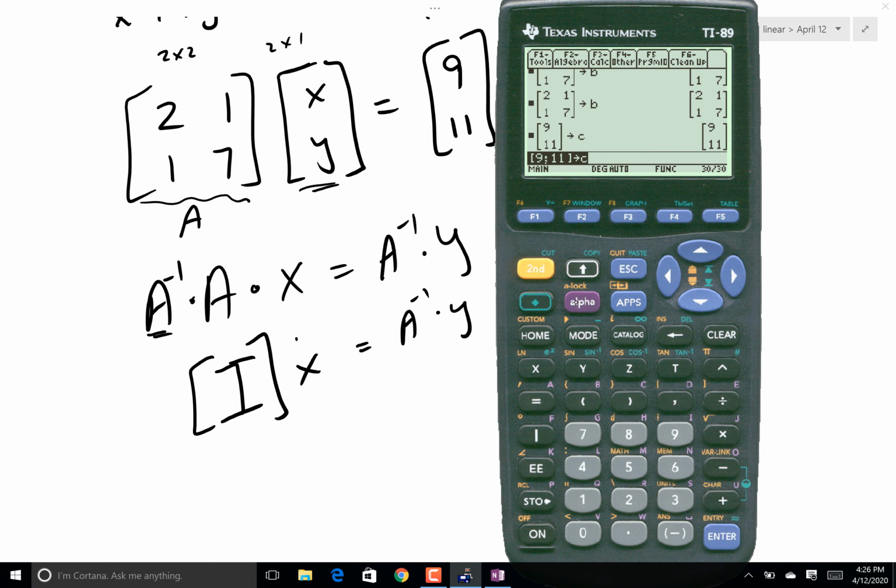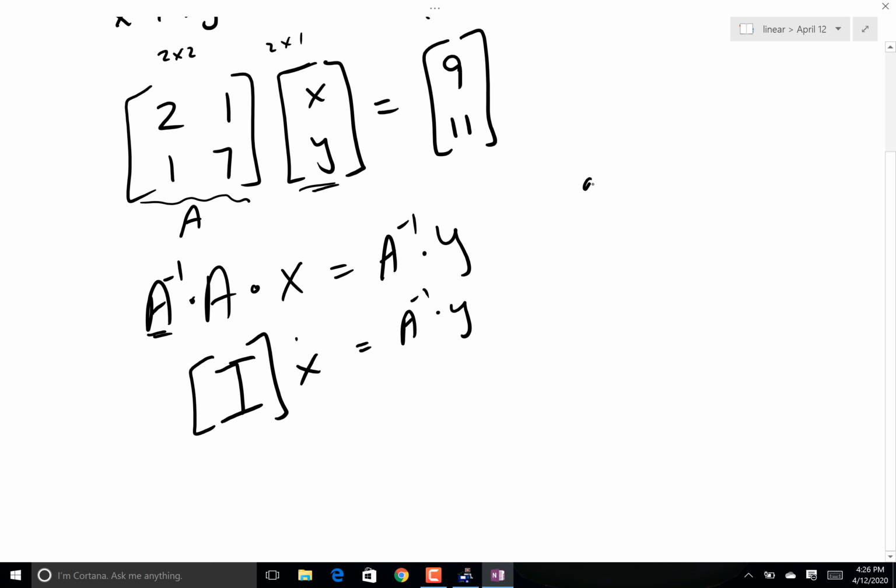Cool. So I'm just going to take the inverse of B. So B to the negative 1 times C. And I get 4, 1, which is the correct answer. And so this is what's referred to as the matrix equation. We will do more with him later on.